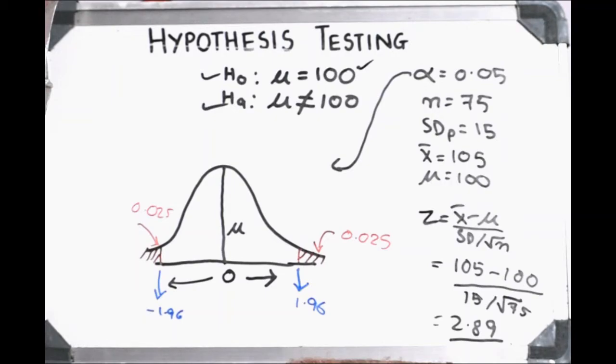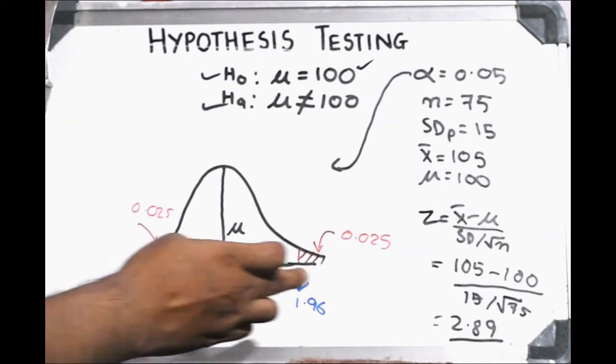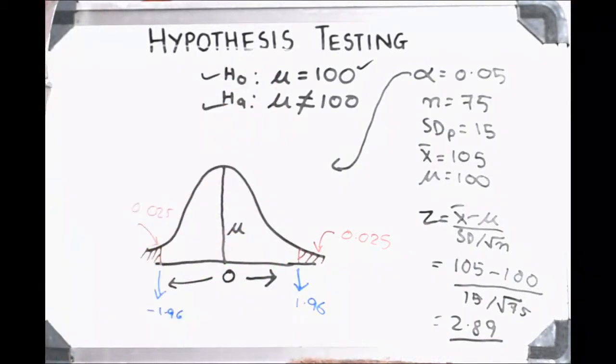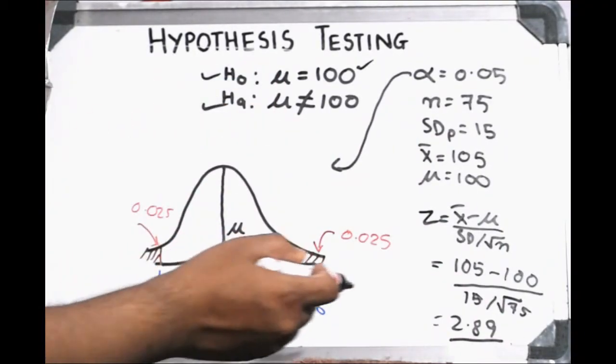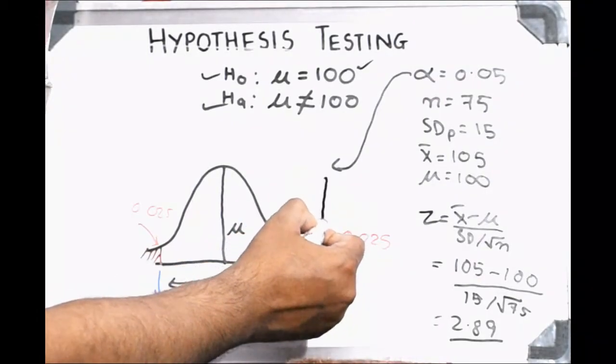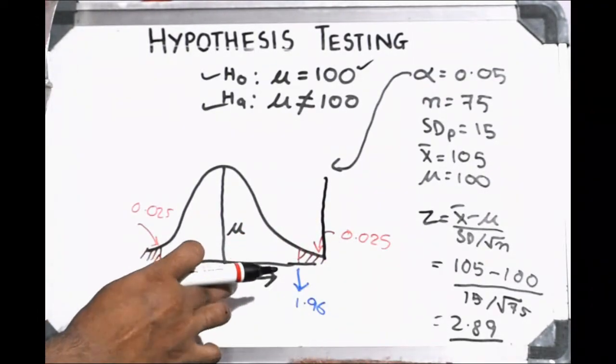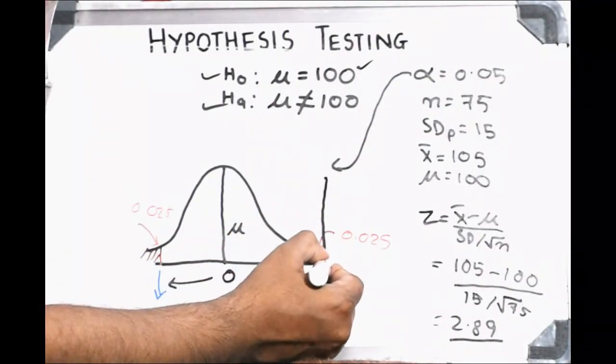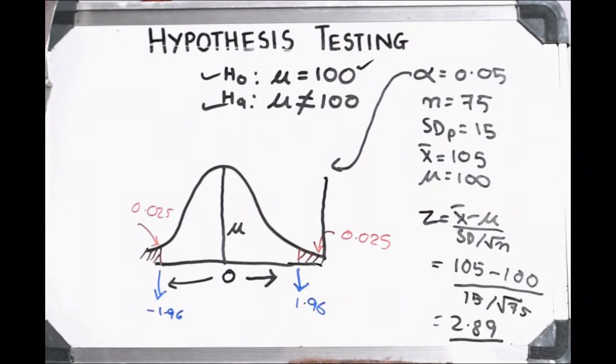How will we draw the conclusion? We will plot the test statistic value, or the Z value, on this curve. So 2.89 will be lying somewhere here. Since 1.96 is the increasing positive value, 2.89 will be lying somewhere here. So it is lying on the red region, which means it is lying in the rejection region. If it is lying in the rejection region, that means the null hypothesis has to be rejected. This is as simple as that.